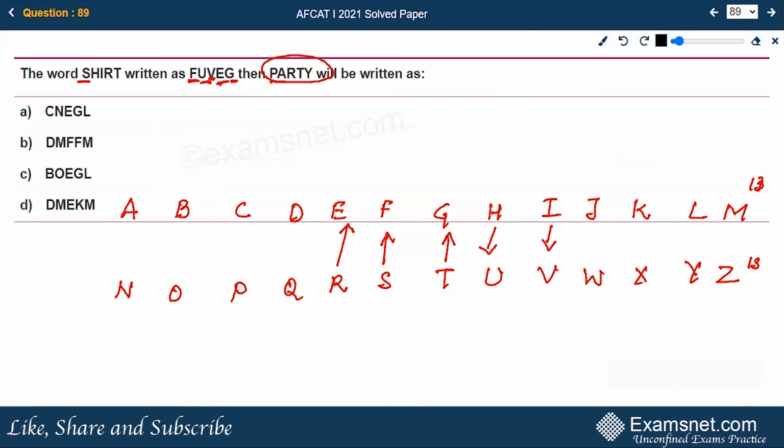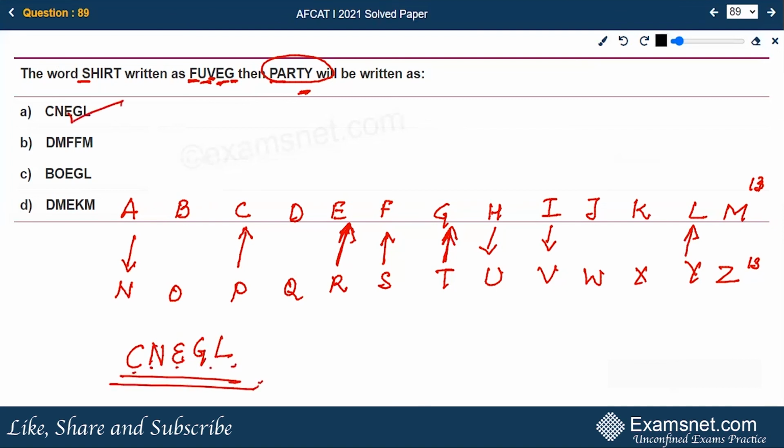What will be the code for party? Let's see. We will go with C. So you have the first alphabet as C. A, N. So next one will be N. R is going with E. Then T goes with G. Then Y goes with L. So the code is CNEGL, which is option A. This is your correct answer.